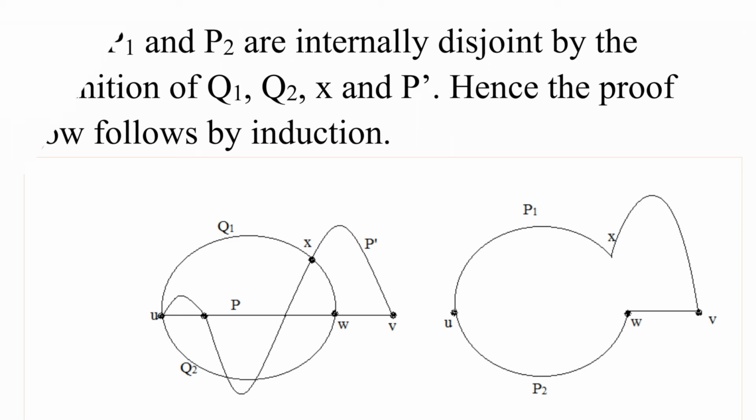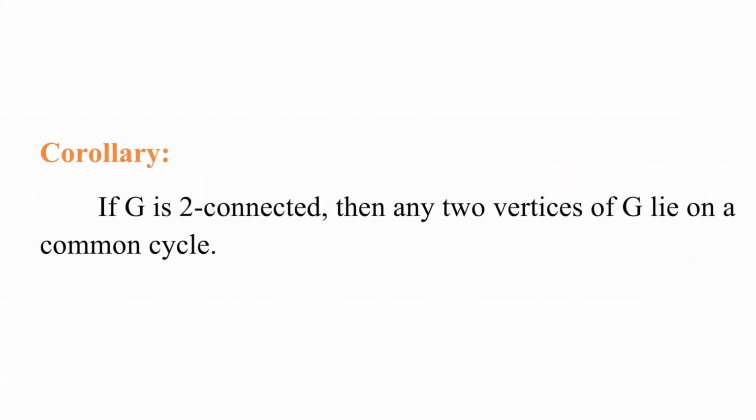We shall see the corollary now. If G is 2 connected, then any 2 vertices of G lie on a common cycle.